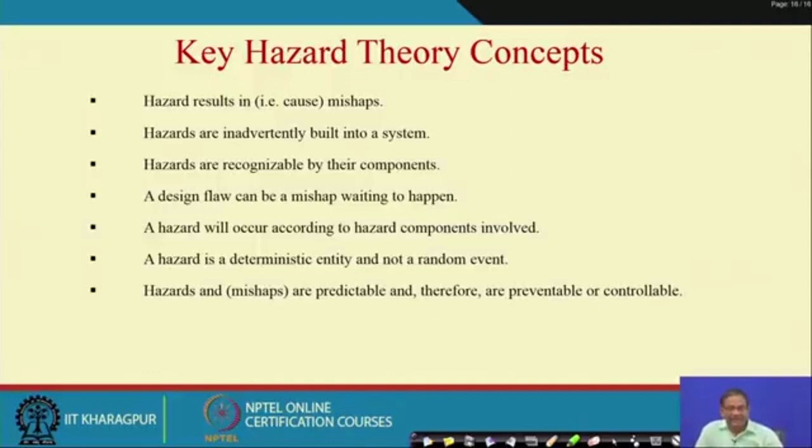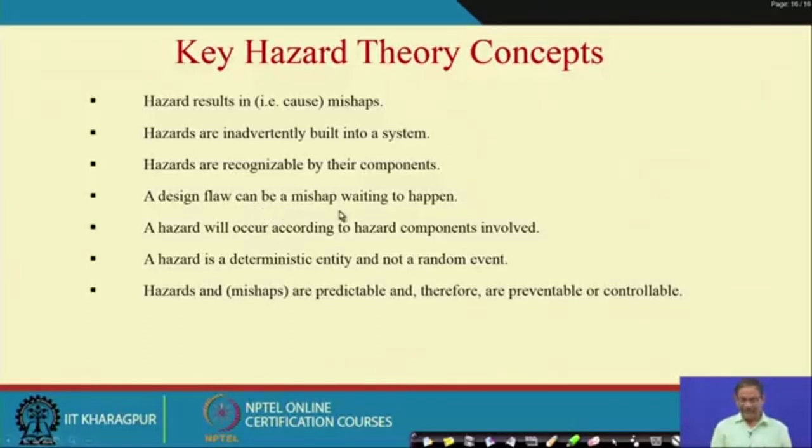Hazards are recognizable by their components. Means you must know that hazard has three components. One is hazardous elements, which is basically the resource, like a hazardous energy source. And initiating mechanisms, which are basically the series of events that can take place, ultimately leading to that accident. And accident basically puts threat to the targets. Targets are people, property and environment.